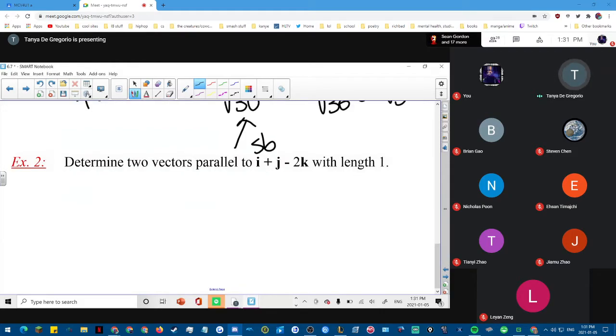Okay, example 2. Determine 2 vectors parallel to i plus j minus 2k. These are all vectors, guys. They're bolded with a length of 1. So we want to use the components of this vector because I need a vector parallel to this, but I don't want it to have this length. I want it to have a length of 1. So let's figure out what the length of this vector is.